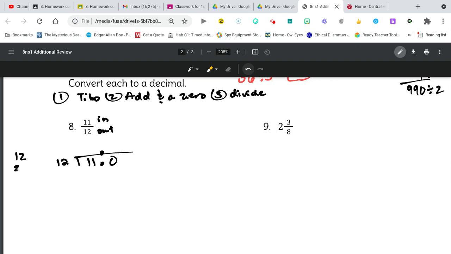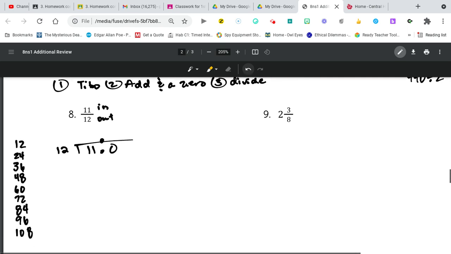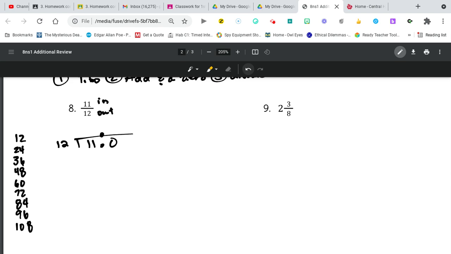So I'm just going to skip count over here by 12s. 60, 72. 12 times 7 is 84. 12 times 8 is 96. 12 times 9 is 108. Okay. So I can't get any groups of 12 out of 1. Write a 0, subtract a 0. Bring down, start over. I can't get any groups of 12 out of 11. Write a 0, subtract a 0. Bring down the 0. How many groups of 12 can I get out of 110? That would be 9. Subtract 108.